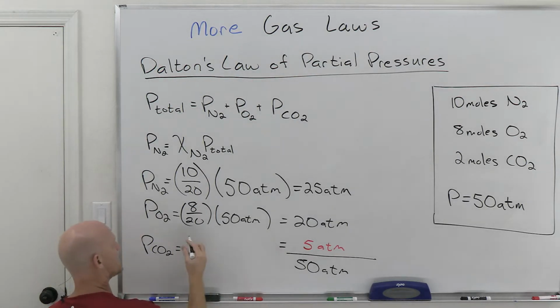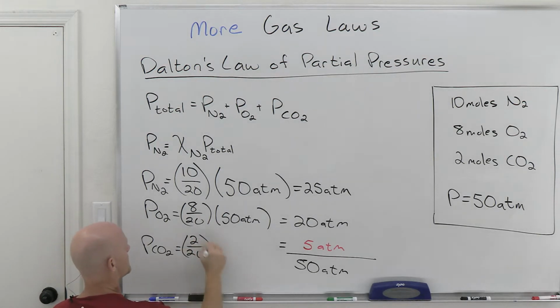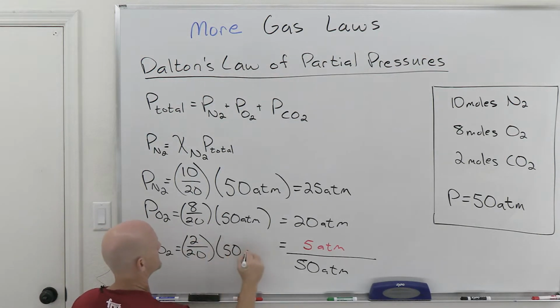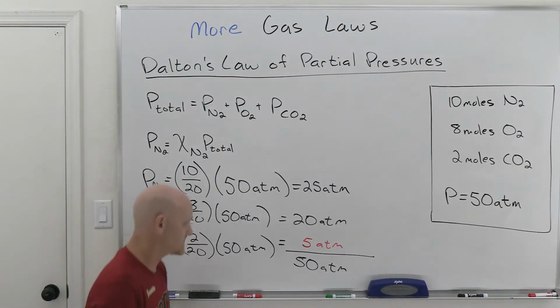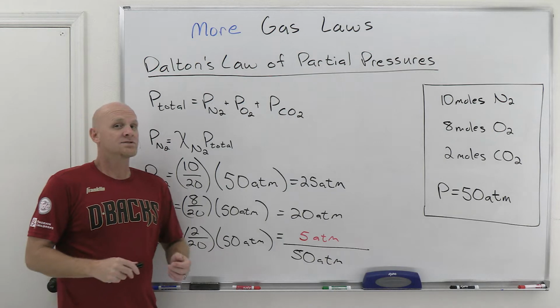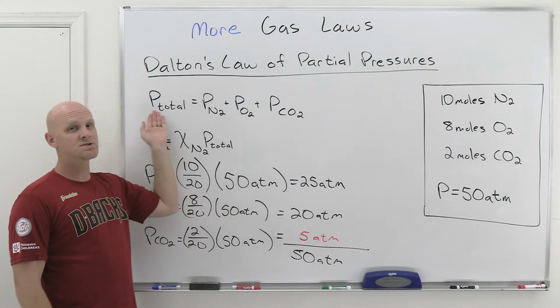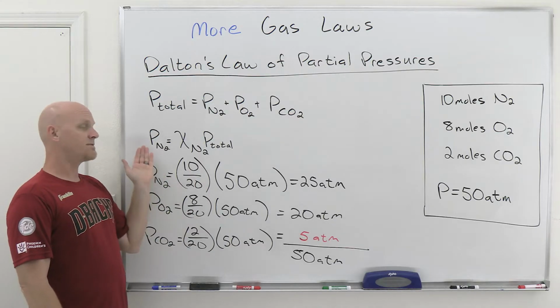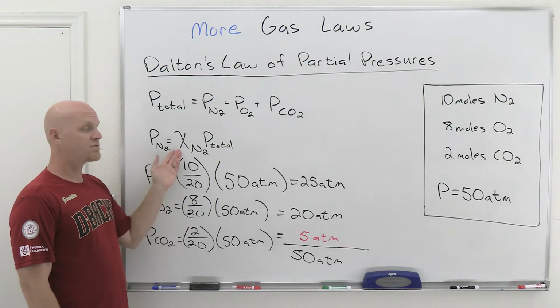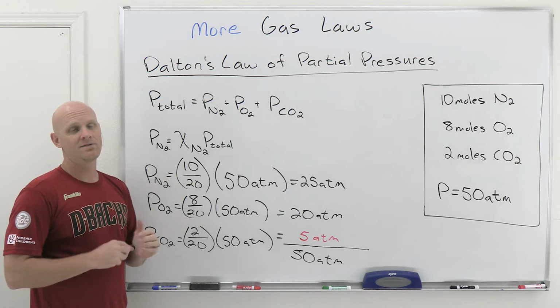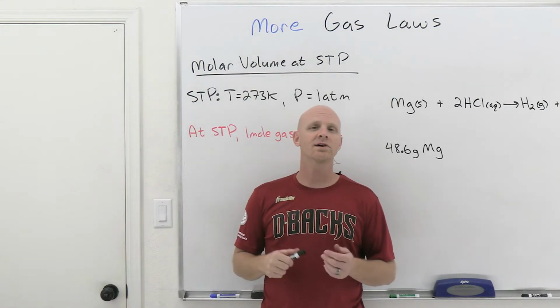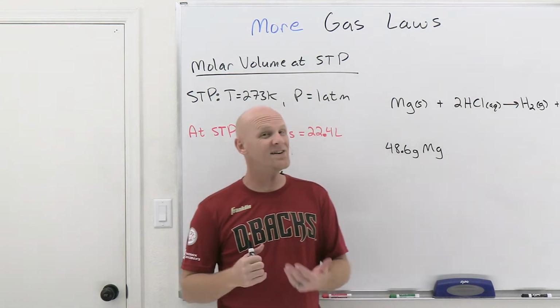Or again, you could do the same process here, and in this case, CO2 is responsible for 2 out of 20 of the moles of gas. Again, times 50 atmospheres is going to get you that 5 atmospheres. Cool, and that's really all there is to Dalton's law of partial pressures. You got to know the sum of all the individual partial pressures adds up to the total, but then you also got to know that to find that individual partial pressure, it's just the mole fraction of that species times that total pressure. So now we're going to talk about the molar volume of a gas at STP.